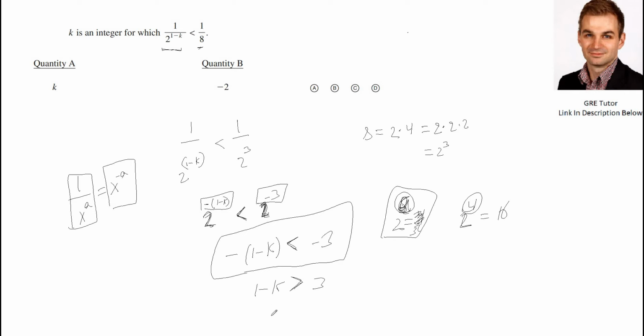Then you get negative k is greater than 2. The reason we have that is we subtracted 1 from this side. Then again you divide by negative 1 to get k by itself, and you get k is less than negative 2. So we have solved for k. We have found out that k is strictly less than negative 2. That means quantity B is going to be our largest number, because k is less than negative 2. Good job.